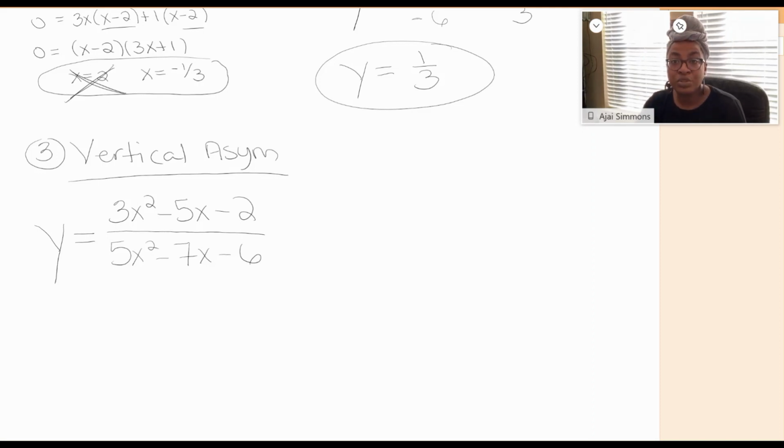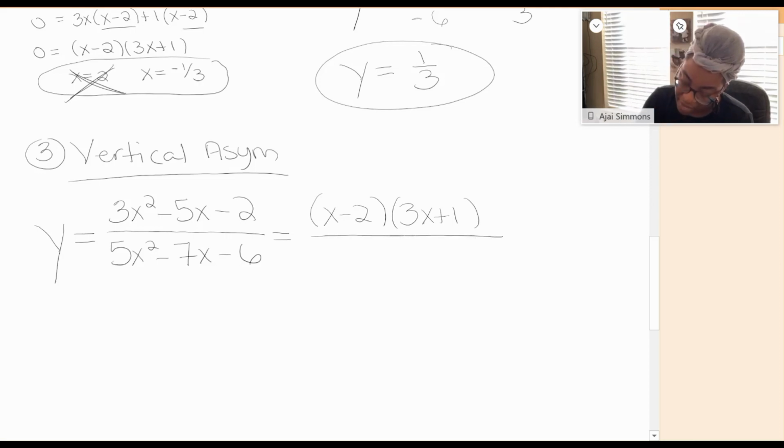In order to reduce this, I have to factor the top. So we already factored the top. We factored the top when we were finding the intercepts. Because remember, it said you have x minus 2. And then this one was 3x plus 1. Okay, I'm looking right here. We did it right here. This is where I got that from.